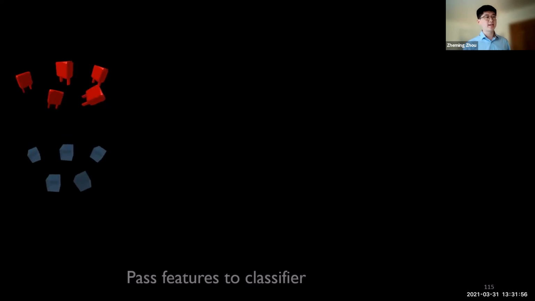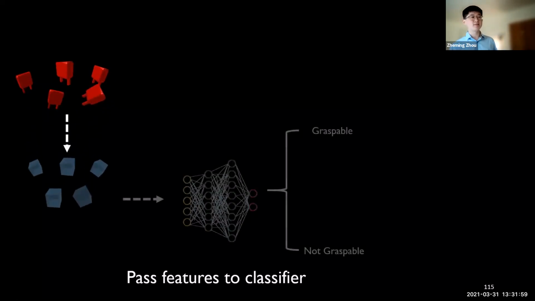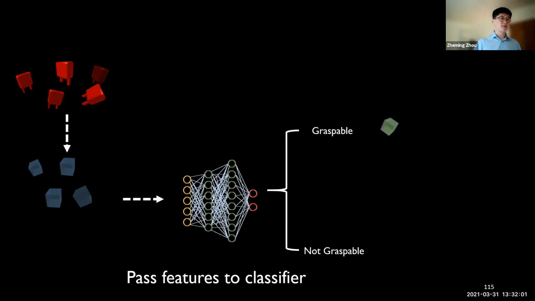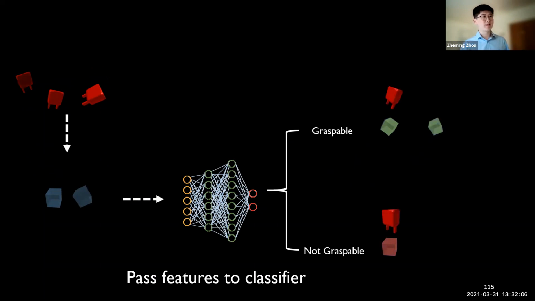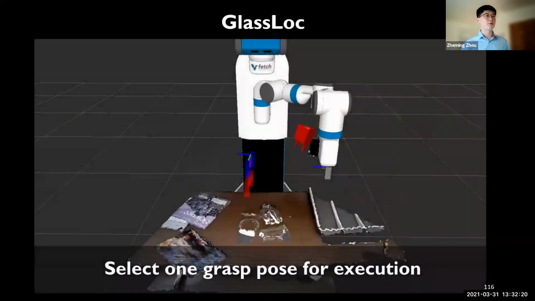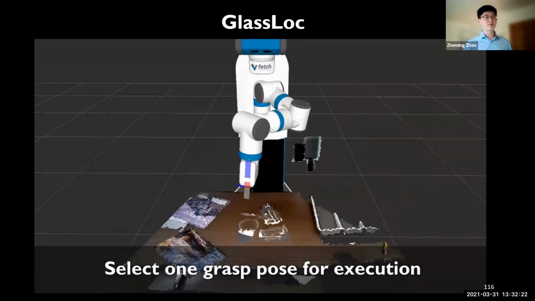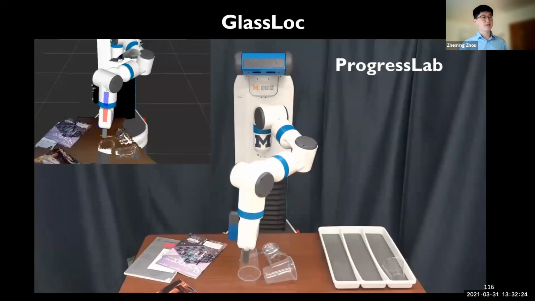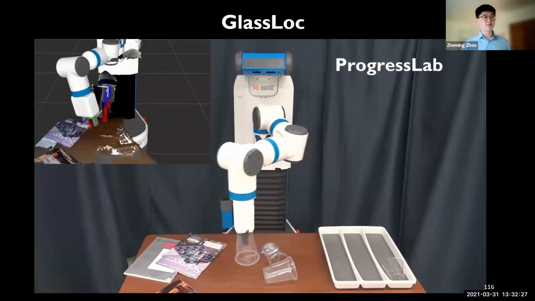Then we train a small classifier, which is basically a multi-layer perceptron, and it tells you which grasp pose is graspable and which one is not, and also associates a confidence score in that case. Then we can pick the graspable poses with the highest confidence score and send the robot to perform grasping. Here we show an example of a robot successfully picking up a plastic cup from the table and placing it on the tray.